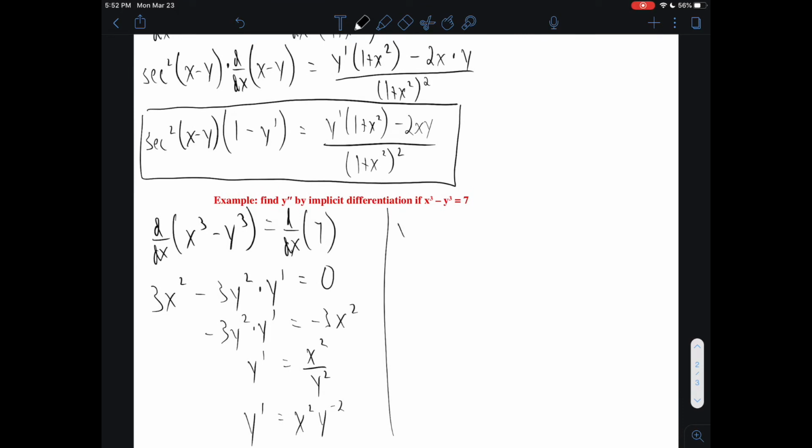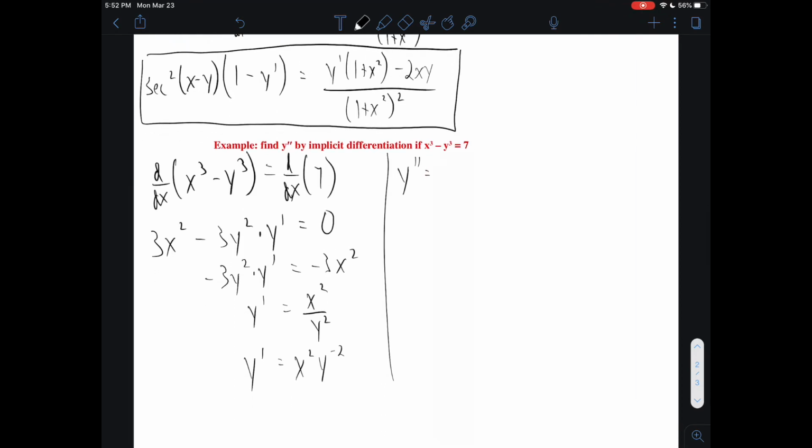So for the second derivative, we're just going to use the product rule. So the derivative of the first function, x squared, that's 2x, and then multiply by the second function, y to the negative 2. And then the derivative for the second half of the product rule, the derivative of the second function, would be negative 2 y to the negative 3, but then times the derivative of y, which is y prime. And then we have to multiply that by the first function, x squared. And you can see here we have y prime, which we have an expression for back where we left off. So we can actually plug that in here.